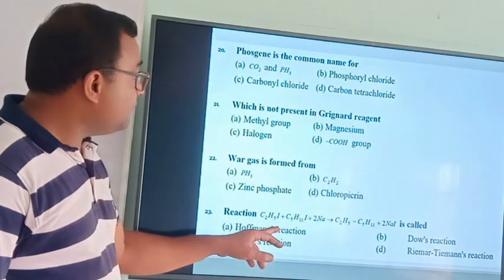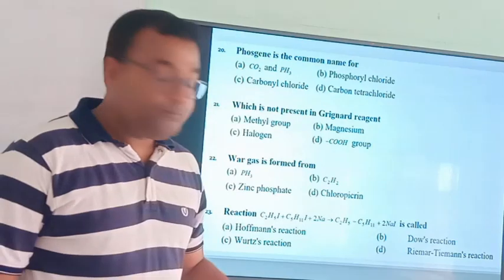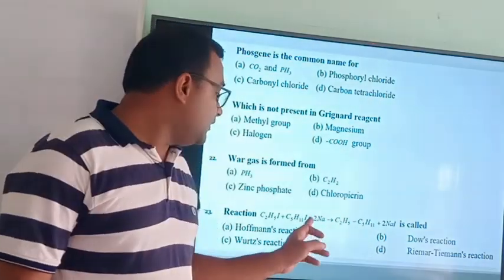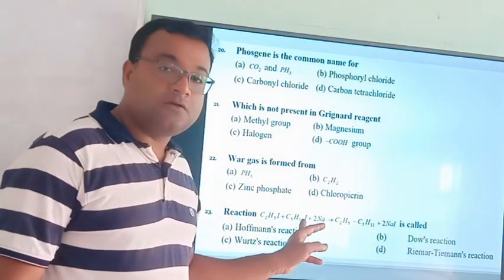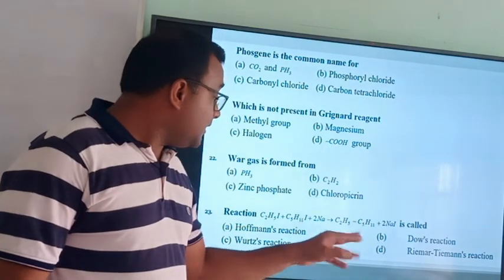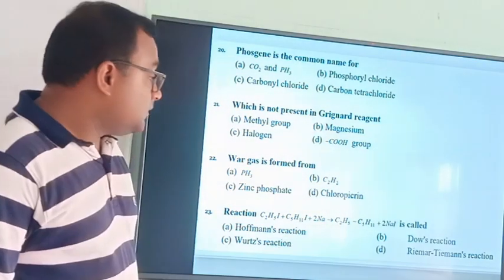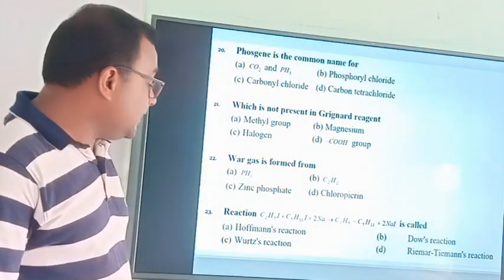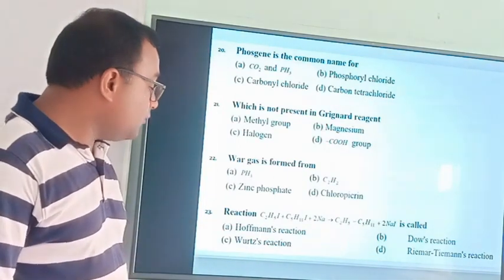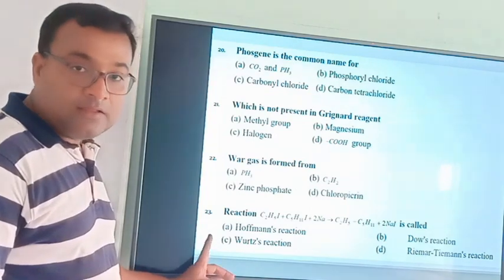Question number 23, we have already done in the previous slide. I showed you the Wurtz reaction. It is a similar type of reaction. With sodium, earlier chloride was taken, now iodide is taken. Whatever these numbers are, it is the combining of two alkyl halides. So it is nothing but the Wurtz reaction. Option C is the correct option.